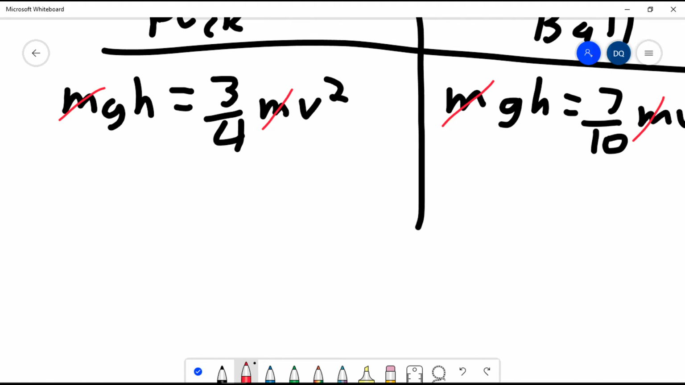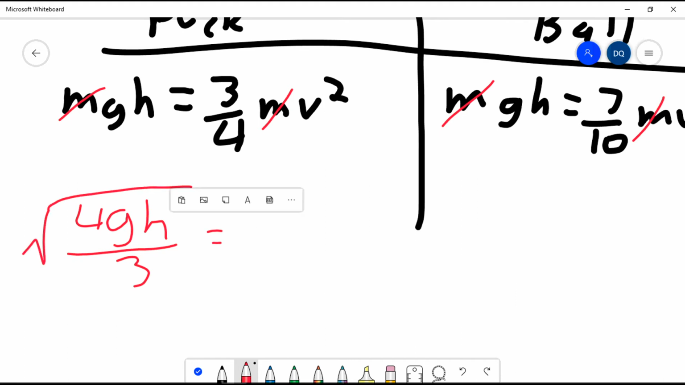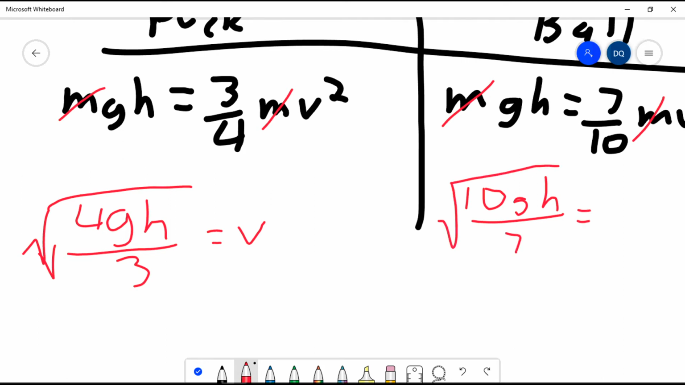So for the puck, we're going to find the final velocity: we've got gh, and we multiply both sides by 4, divide by 3. That's going to give us v squared. So that means that v is going to be the square root of all this. And for the ball, same thing. We're going to have 10 gh over 7. That would give us v squared. And if we take its square root, that's going to give us v.